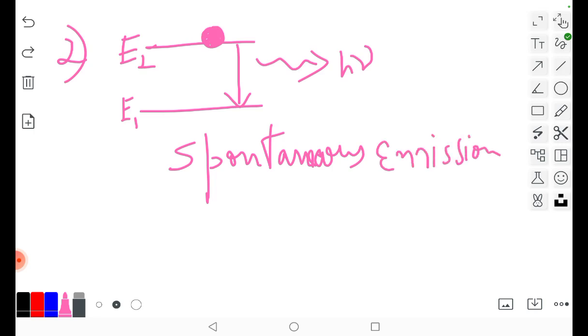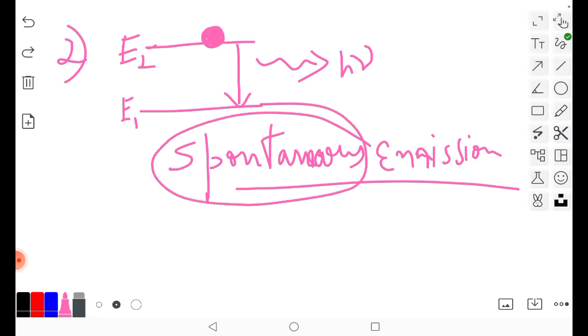Spontaneous emission. Okay, so this process is called spontaneous emission. So you understood what is stimulated absorption, and spontaneous means something which happens by itself without any help of some other external agency. So what is happening here? An atom which is already in the excited state jumps back to the ground state while emitting the radiation, and this process is called spontaneous emission.